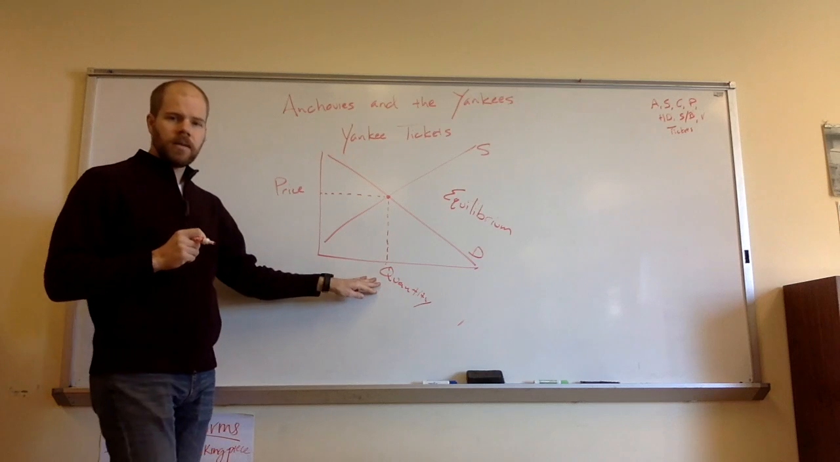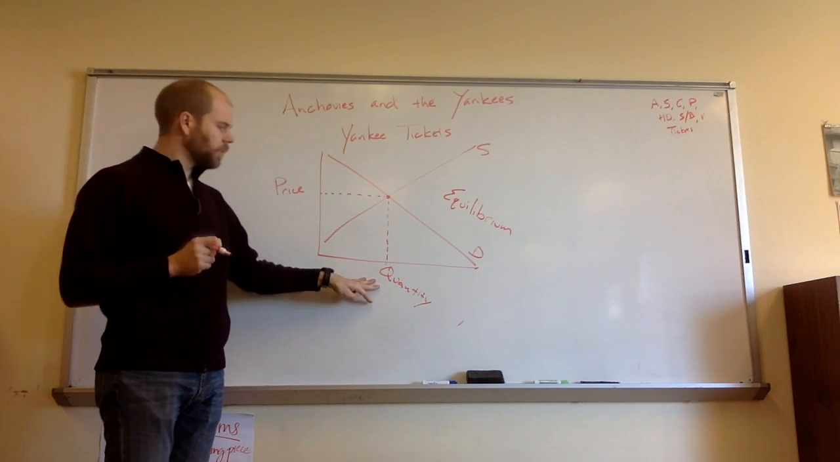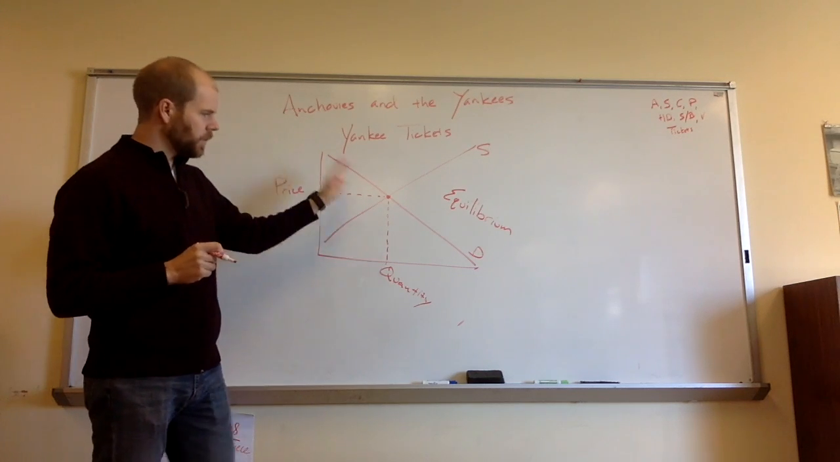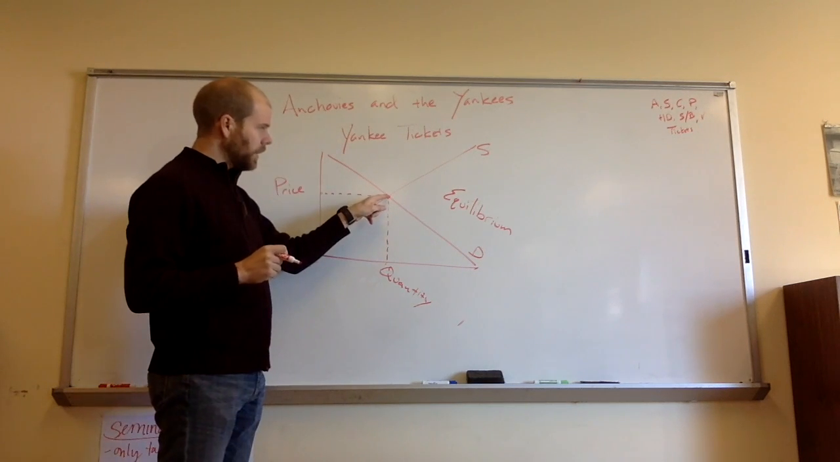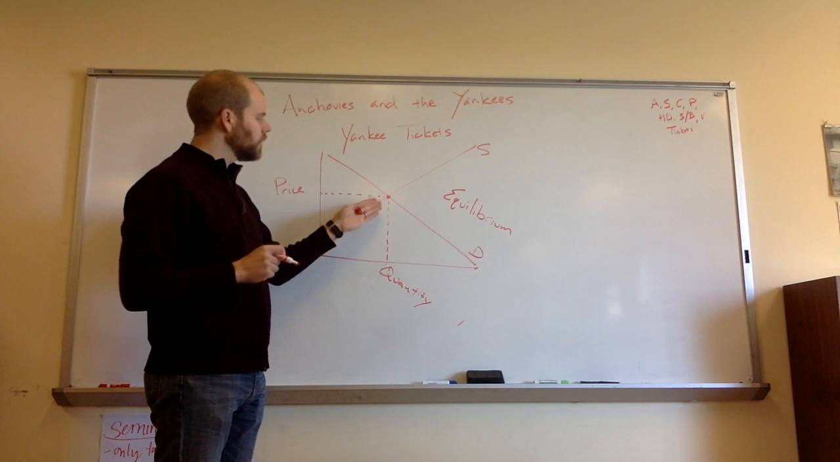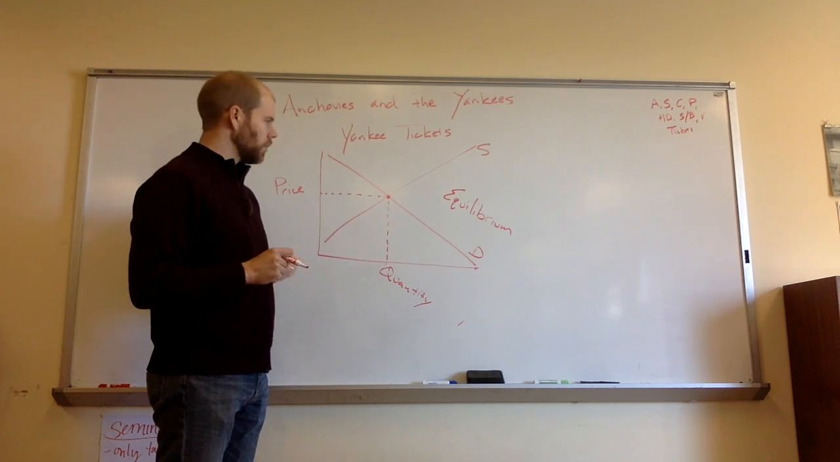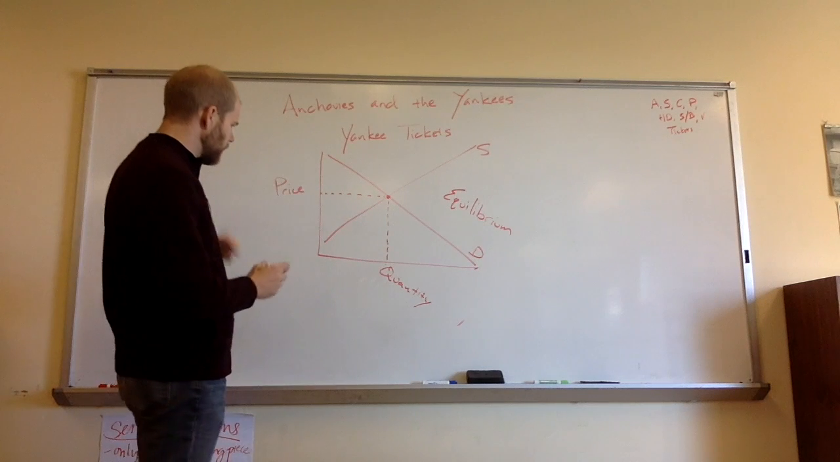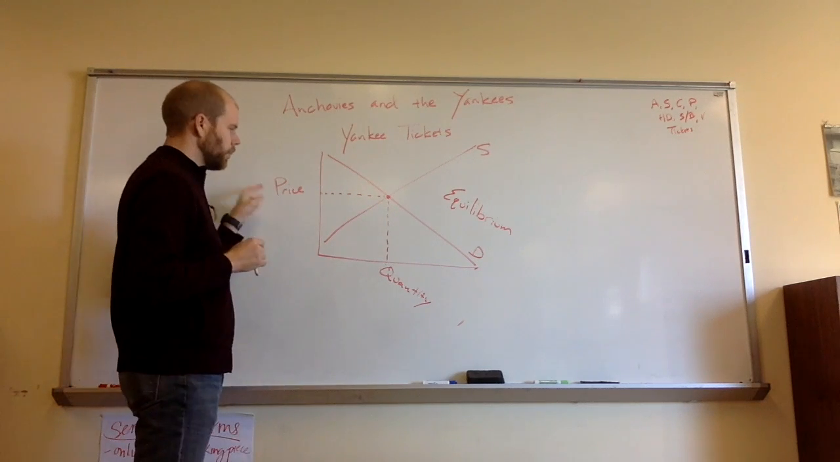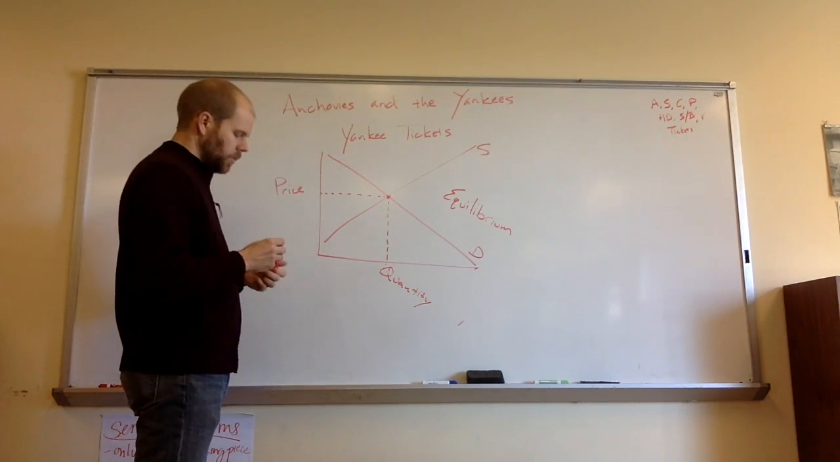So this is quantity. It's no longer quantity demanded or supplied because, in fact, it's both, because we've got both graphs going on here. So this is quantity demanded and supplied. In fact, this is the number of tickets, Yankee tickets, that are sold. And this is the equilibrium price. This is where they intersect. So this is the price of Yankee tickets, equilibrium price, equilibrium quantity.